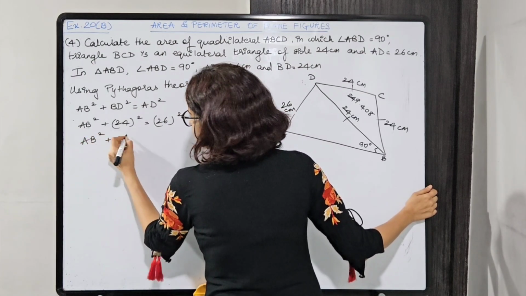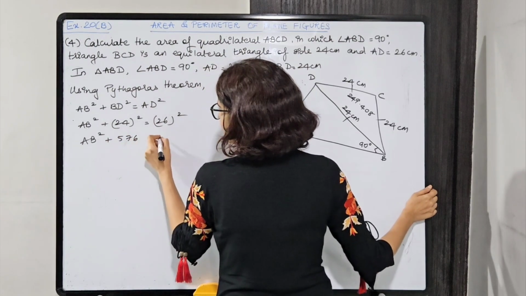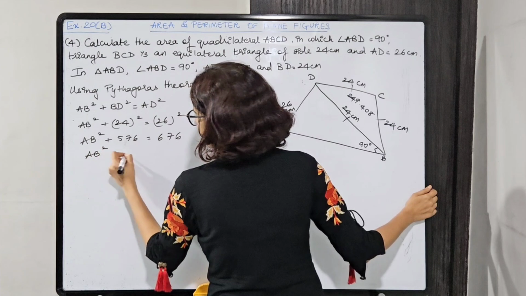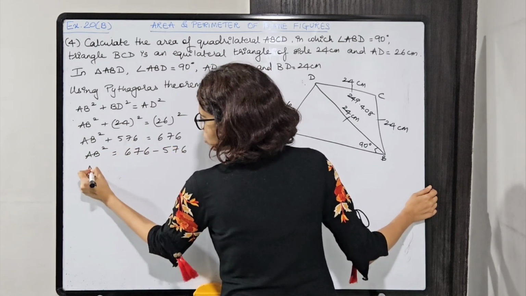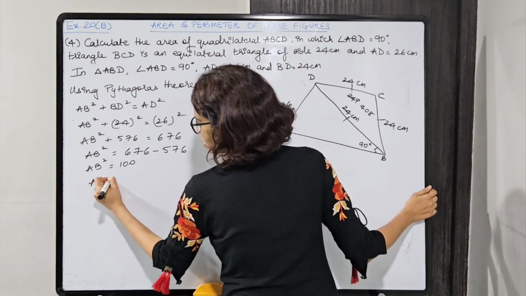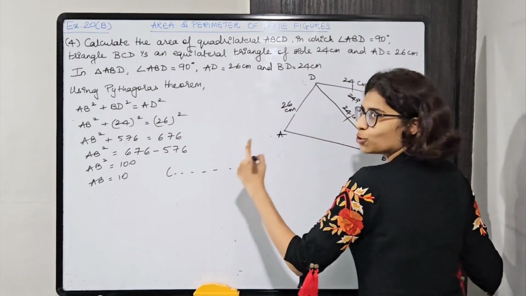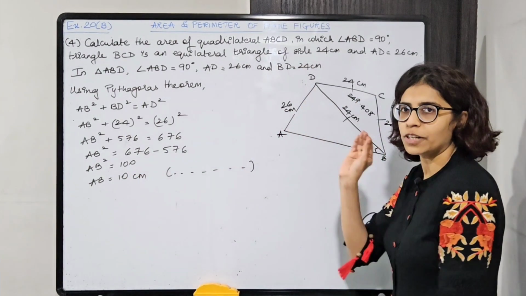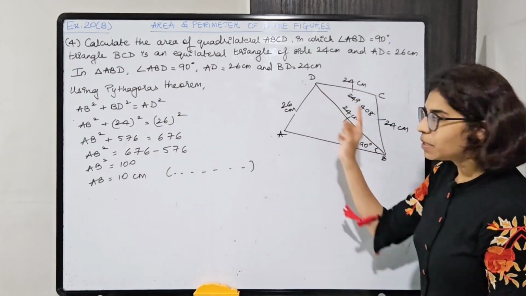स्क्वायर्स लर्न कर लो स्टूडेंट्स. 24 का स्क्वायर 576, 26 का स्क्वायर 676. So AB squared is equal to 676 minus 576. So that will give 100. So AB is equal to 10. Taking square root on both the sides, you have to give reason. 10 what? Centimeter. Don't forget the unit. Okay. AB मिल गया, BD पता है.